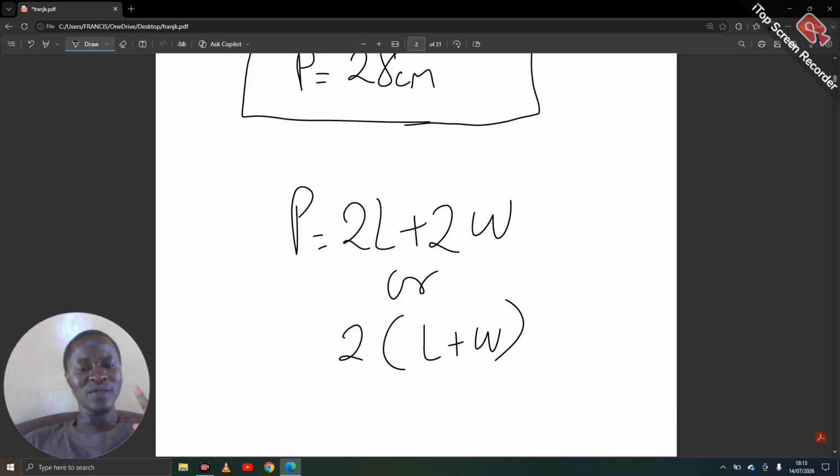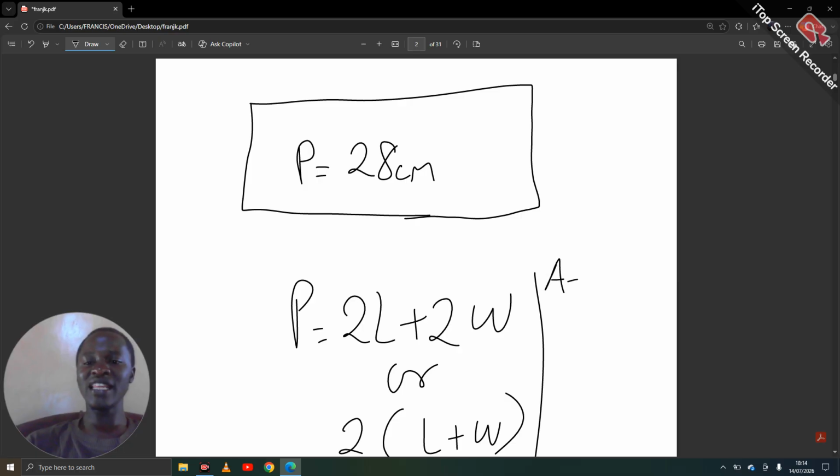But remember one thing. What have we been asked? That is the maximum area. Determine the dimension of the plate that gives maximum area. That means for us to get the dimensions, we must apply the area of the rectangle. So again, how do we get the area of a rectangle? That is length times width. Now.